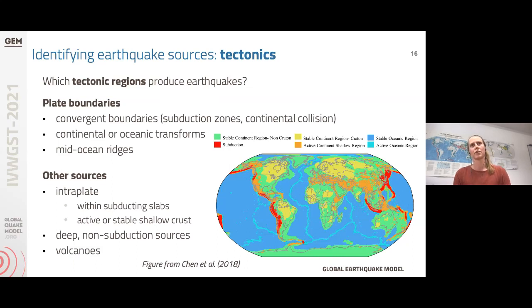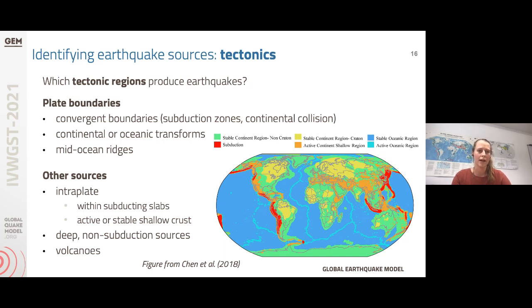So how do we identify earthquake sources? We'll start by zooming out to look at the whole globe and dividing it into main tectonic regions that are capable of producing earthquakes. Some of the major structures that we want to look for within the area of interest are plate boundaries, in particular convergent boundaries, such as subduction zones, continental collisions. We know that these can produce large or frequent seismicity. Also continental transforms and oceanic transforms, and to a lesser degree in terms of proximity, mid-ocean ridges.